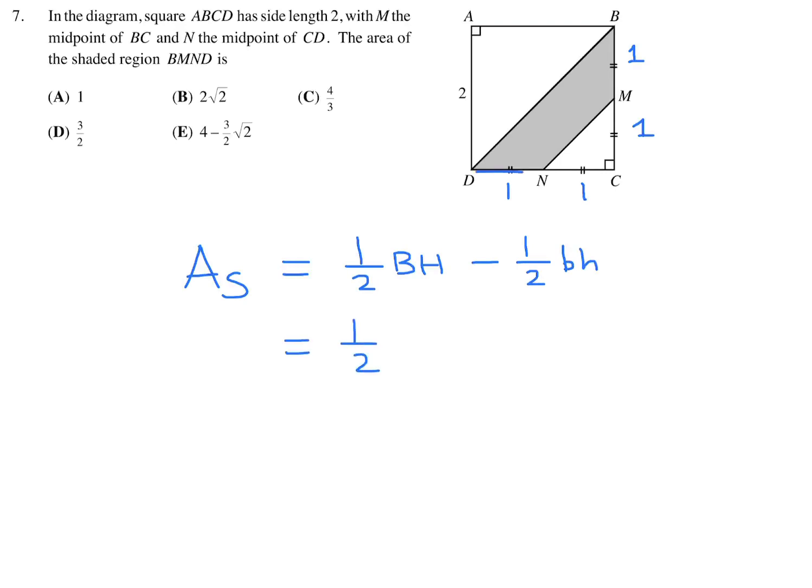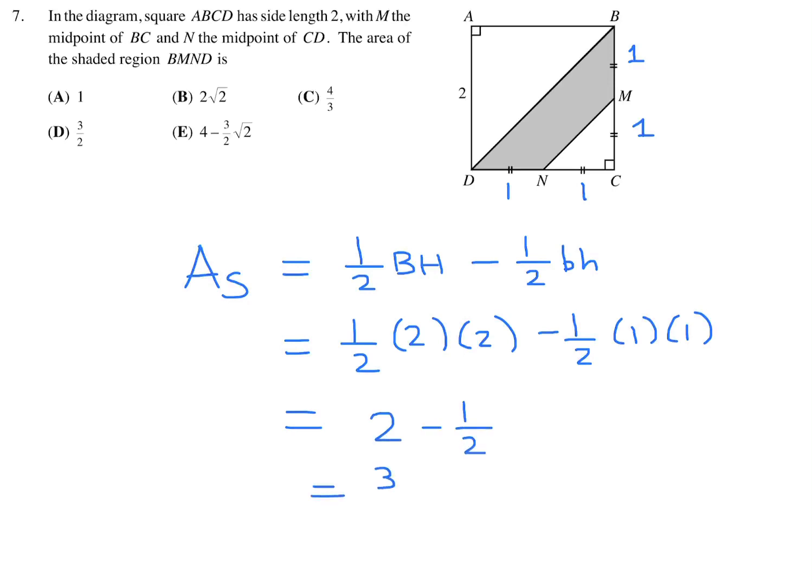So the big base is from here to here, which is 2. The big height is all the way on that side, which is 2. And then the small base would be this right there, which is 1. And similarly, the small height is that right there, which is 1. So this looks like 4 over 2, which is 2, minus 1/2, and that is 3 over 2. So number 7, the answer is D.